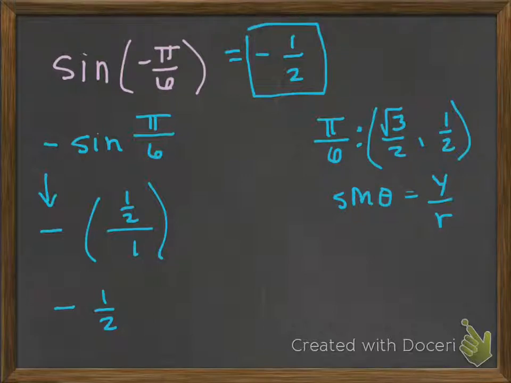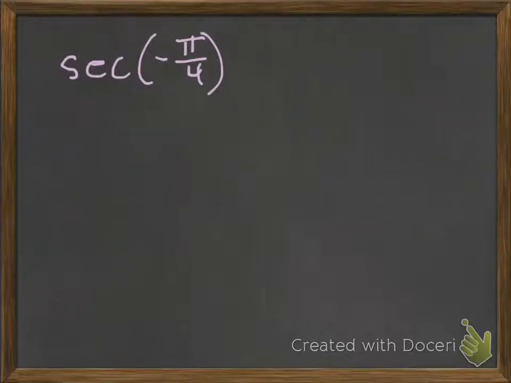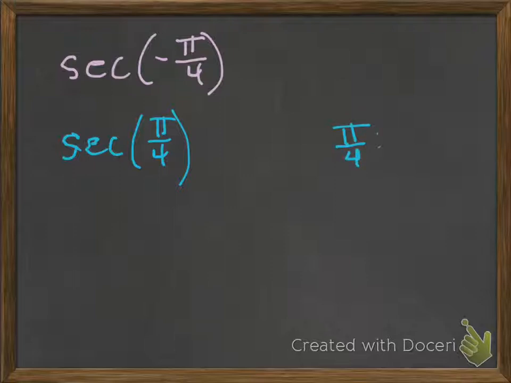So let's try one more. Here we have secant of negative pi over 4. Secant is an even function, so the rule says that if there's a negative angle, the negative completely gets dropped. So this is the same thing as secant of a positive pi over 4. And we'll go off to the side. From the unit circle, pi over 4 is root 2 over 2, root 2 over 2.